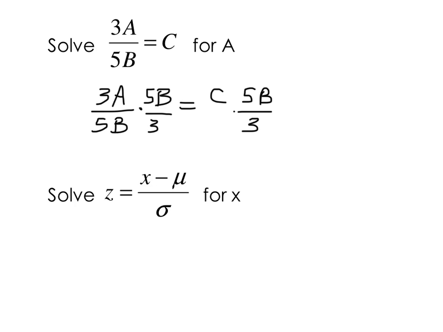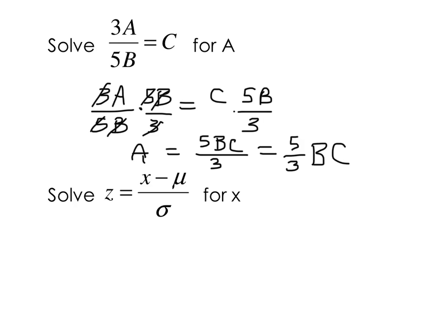over 3. Now on the left-hand side, it's kind of neat because the 3's cancel, the 5's cancel, the b's cancel, and you're left with a. And that's what you wanted. You wanted to solve for a. On the right-hand side, we can put this in a little bit different order. We could put the 5 first, then the b, then the c, divided by 3. So 5bc divided by 3. Or you could write it as 5/3 bc. It's the same thing.